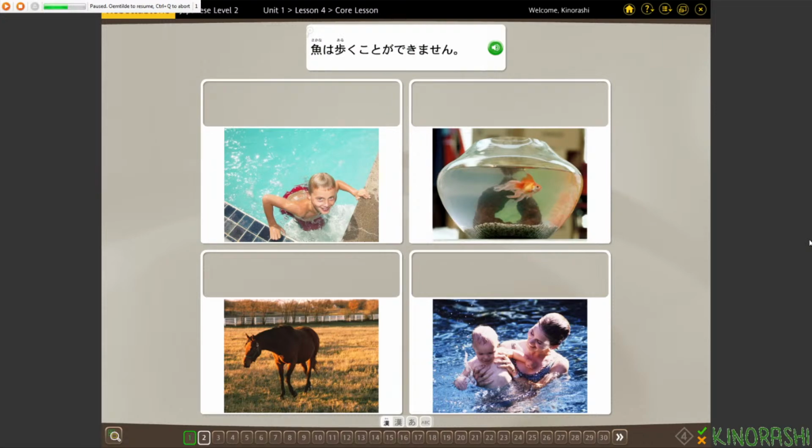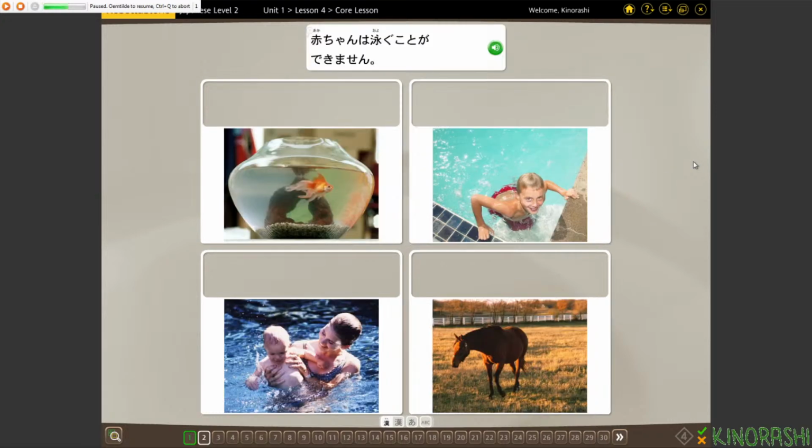魚は歩くことができません。魚、歩く。赤ちゃんは泳ぐことができません。赤ちゃん. If you remember, that's also the same symbol used in red. So you have to use the chan to tell whether it's red or baby, and basically context tells it. Oyogu.